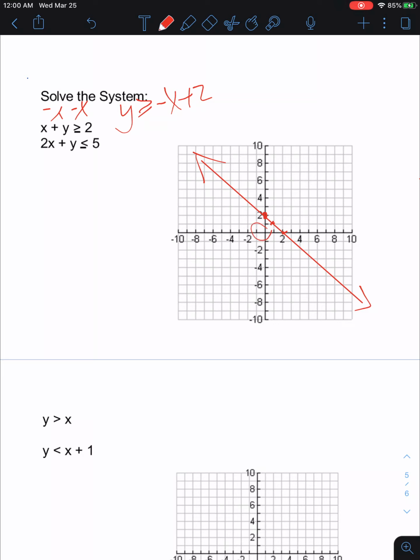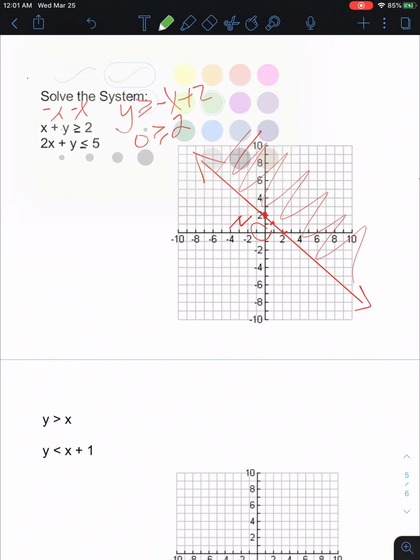0, 0. I'm going to check it out. So 0 greater than or equal to 0 plus 2 is 2. Is 0 greater than 2? No. So we'll shade up here for red. Okay, we'll change the color, go to green, and we'll do this one. We'll subtract 2x, and I get y is less than or equal to negative 2x plus 5. I would go to 5 and put a dot, down 2 over 1, down 2 over 1. It's again a solid line.